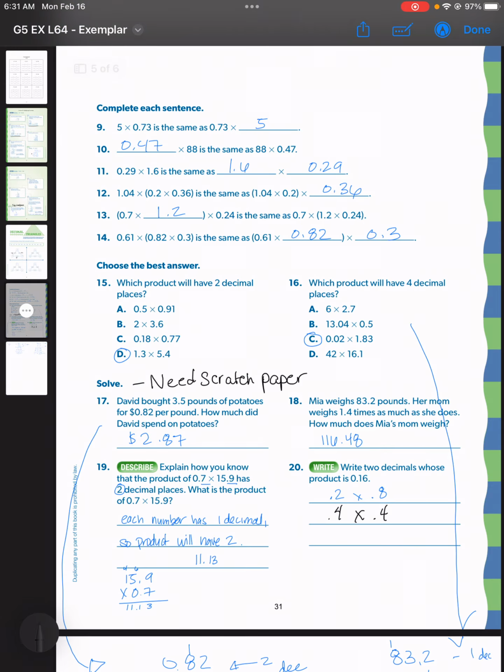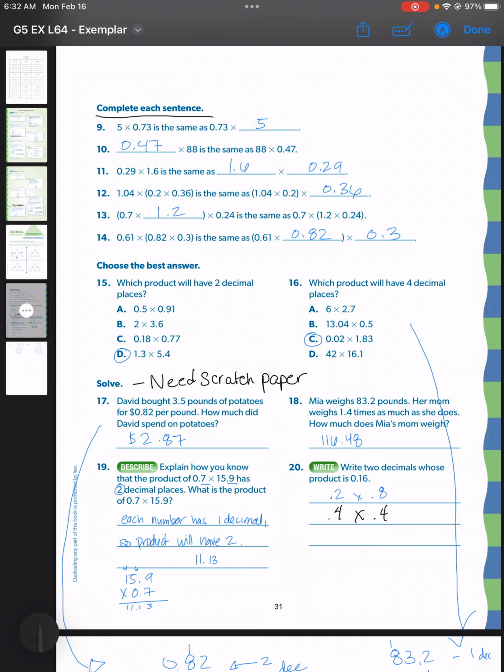And then they're going to jump into some traditional practice. For questions 9 through 14, students are demonstrating their ability to understand the commutative property of multiplication. So simply said, that order doesn't matter. I can multiply numbers in any order. So that's what this is assessing.